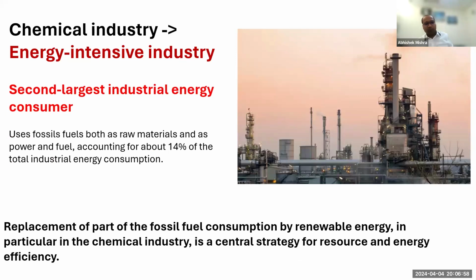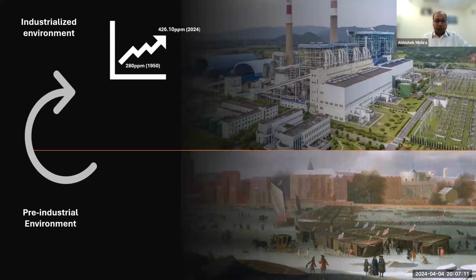So people are moving towards the replacement of fossil fuel consumption by renewable energy, and in the chemical industry in particular, this is a central strategy for resource and energy efficiency. If we have a broad picture of the pre-industrial environment and how things have changed nowadays, that has caused a substantial increase in the CO2 in the environment, from 80 ppm in 1950 to about 426 ppm in 2024, and it's increasing day by day.